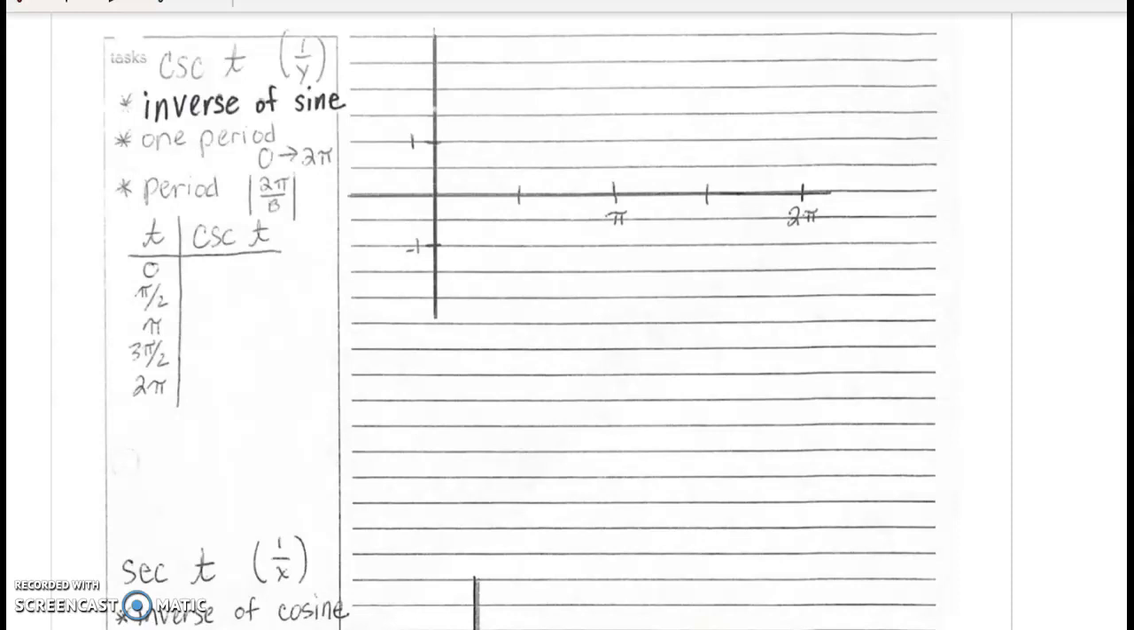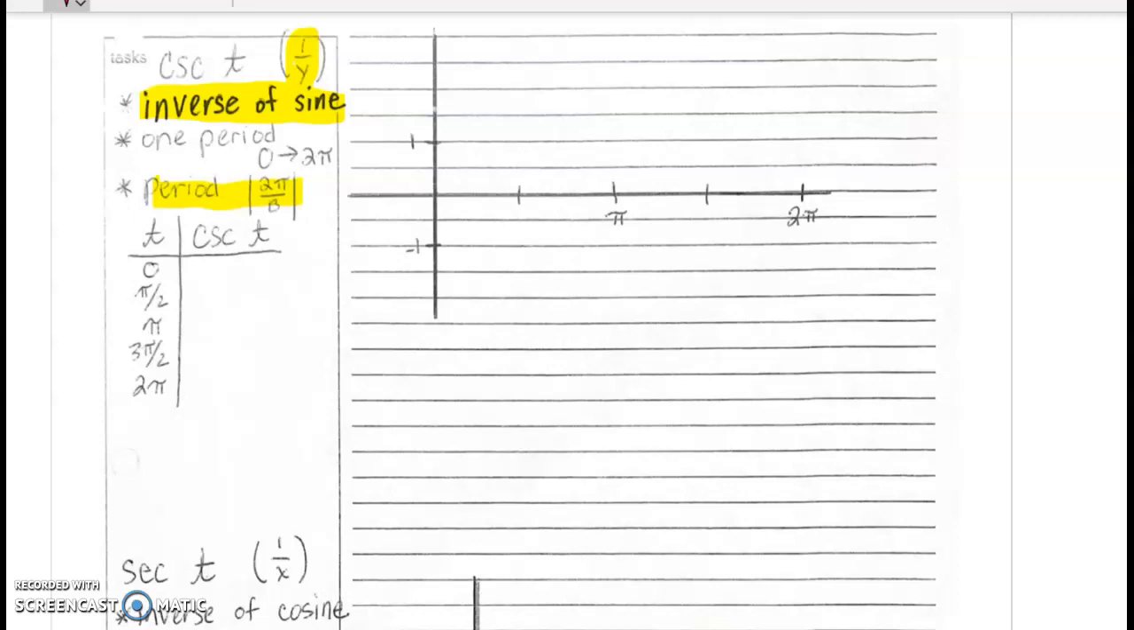We remember that cosecant is related to sine. So it's 1 over y. Its period is the same as sine, 0 to 2 pi, and its period is found by 2 pi over b. Same as sine. Okay, so we're going to do the same thing we did. We're going to find those points first, then we'll plot them.